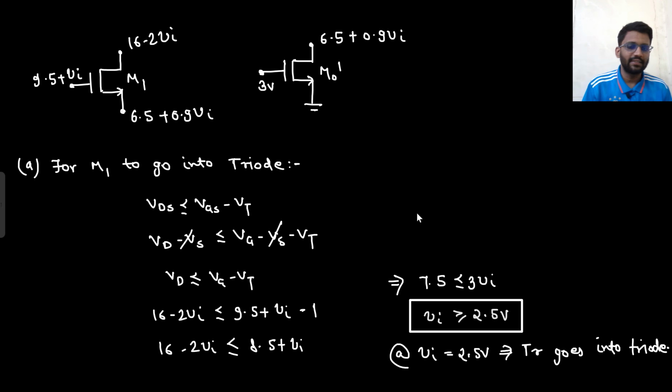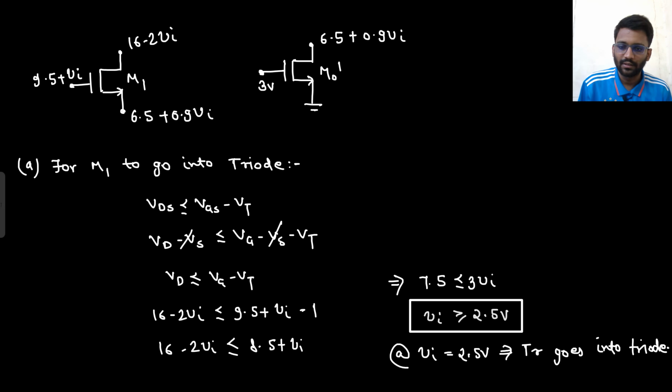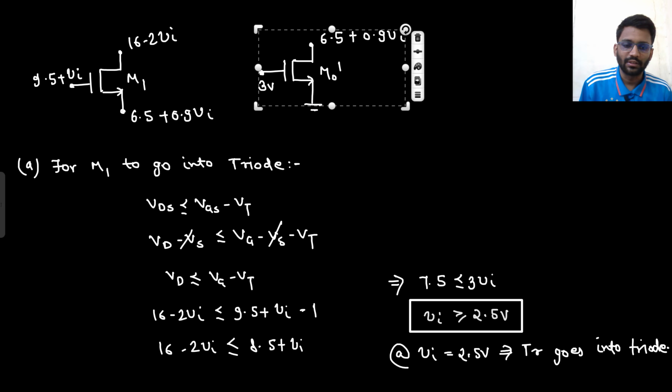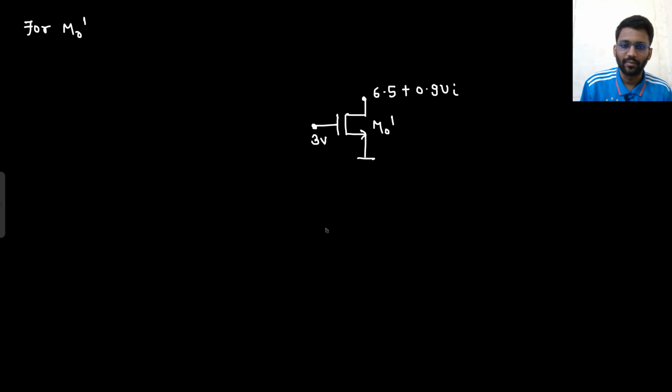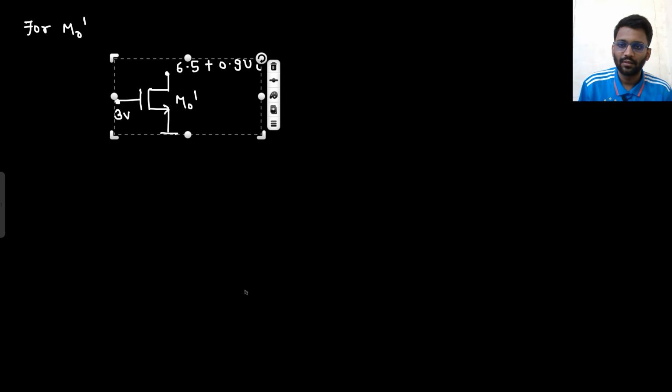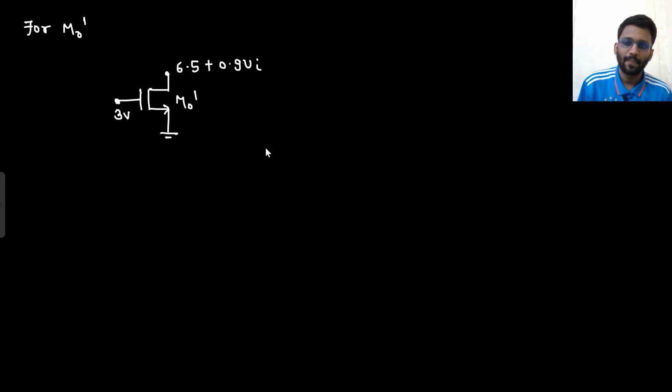Right? Now check the same for M0 dash as well. For M0 dash, this is the circuit. You can simply copy it and paste it here. This is M0 dash. So for triode region, what should happen?